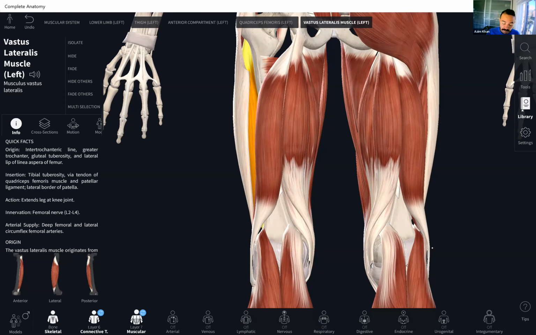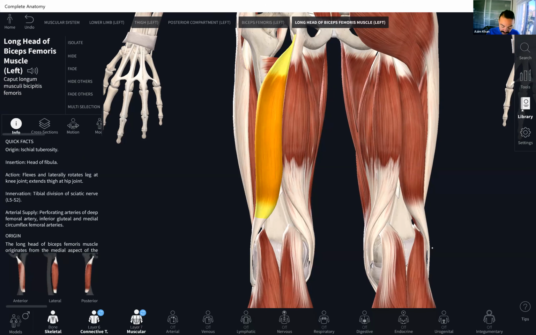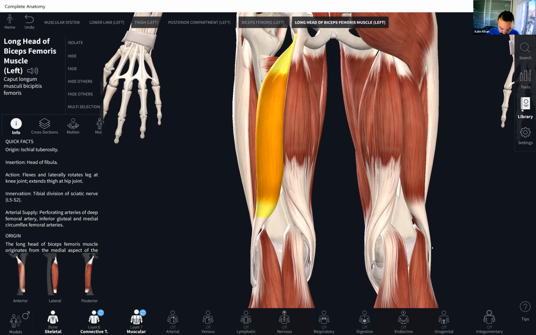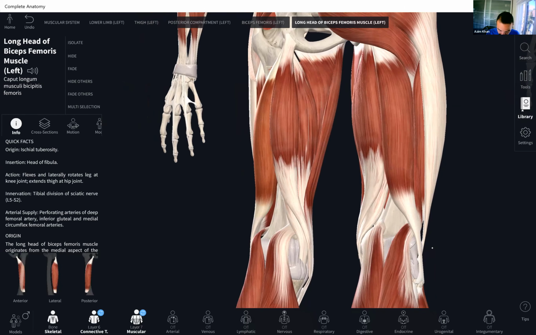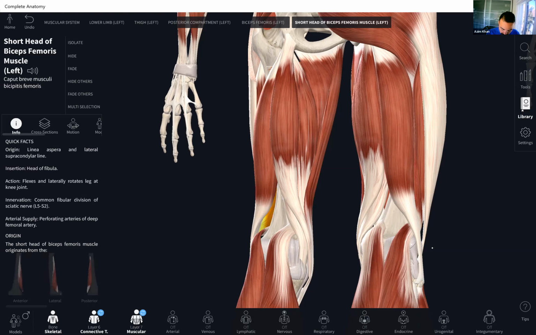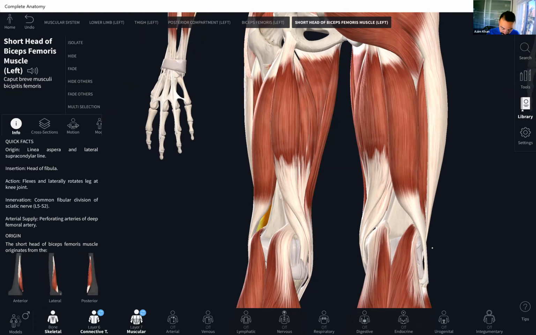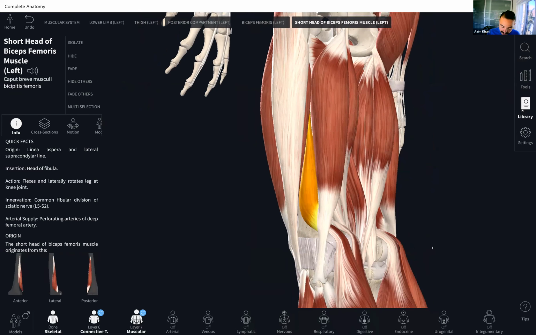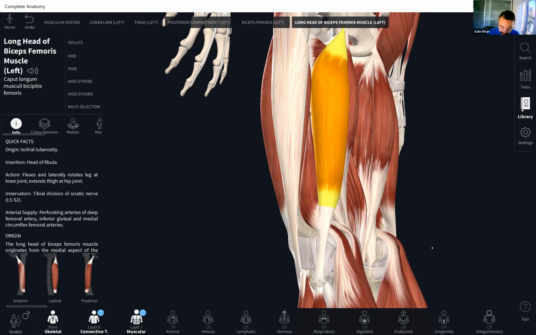Moving on to the hamstring muscles. Here's biceps femoris. This is just showing one head. Here's the other one. It's hiding. And there's the short head. So there's one head of biceps femoris. There's the other head.